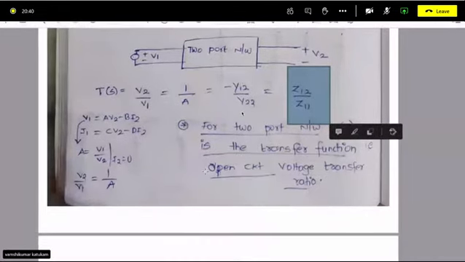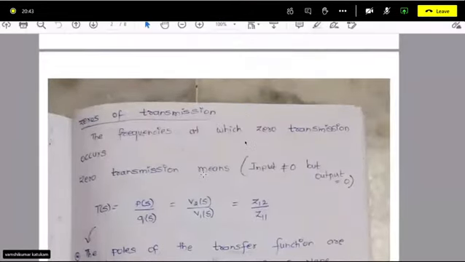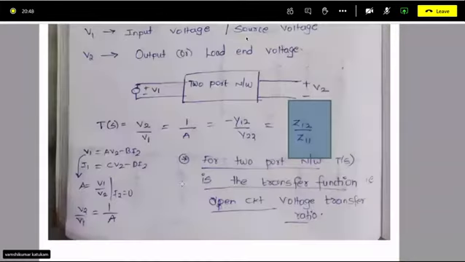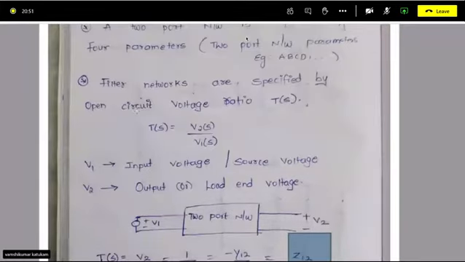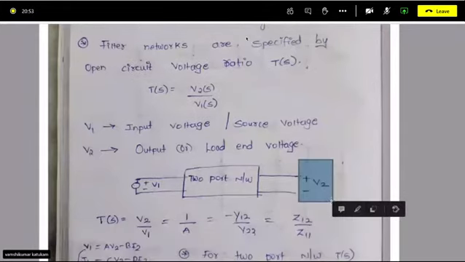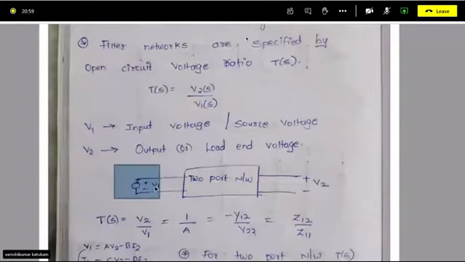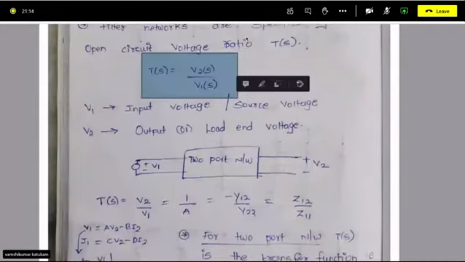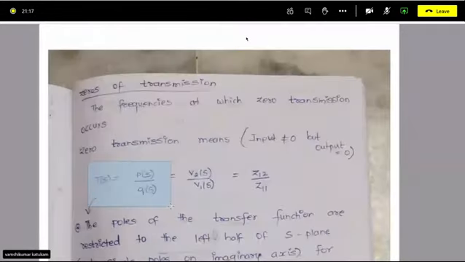So zeros of transmission. What are zeros of transmission? This is your transmission function or transfer function, which is nothing but V2 upon V1. The input voltage is transferred to the output, and the output voltage is V2. Now T of S is a transfer function, so you will have a numerator and denominator. You can write T of S as P of S upon Q of S.